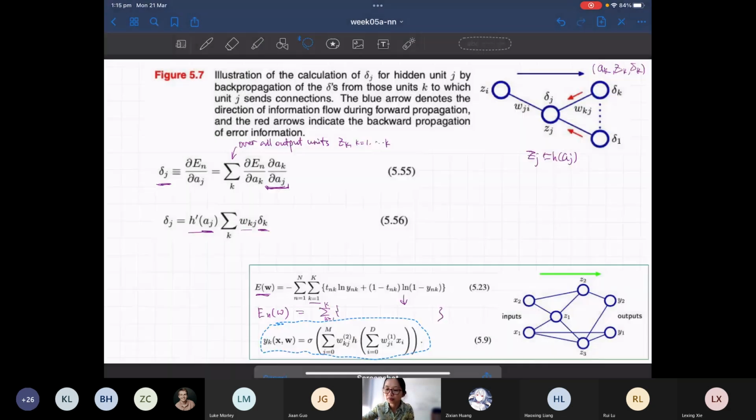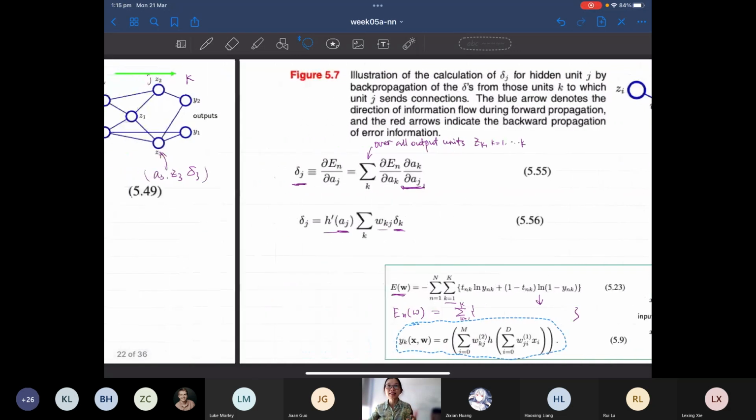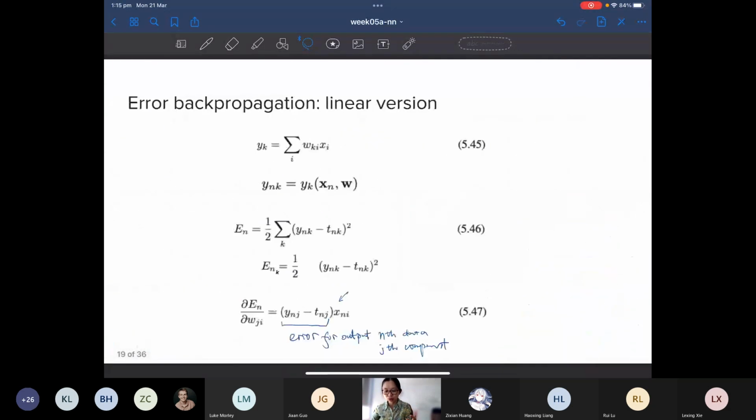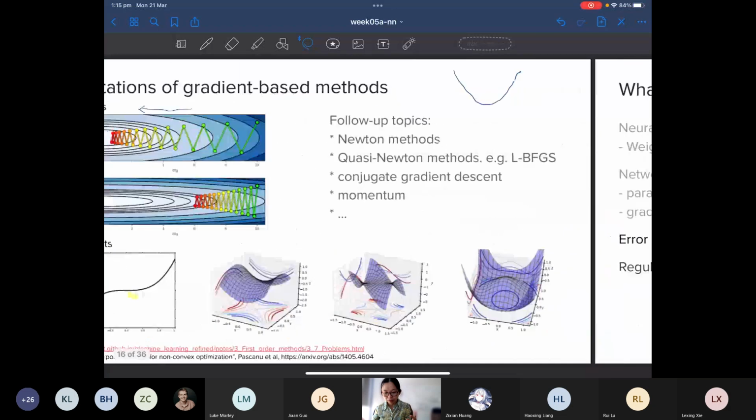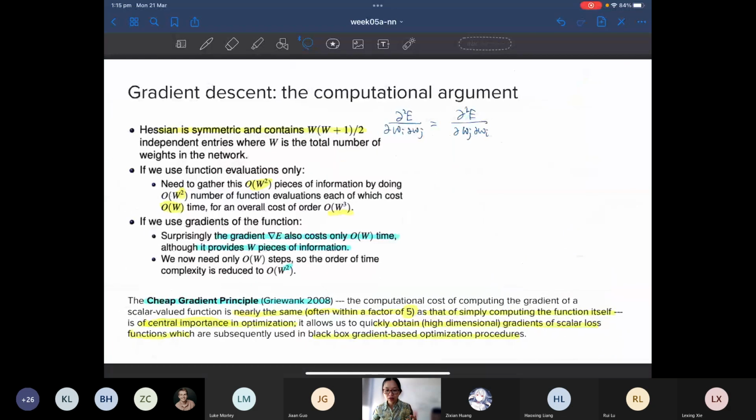If we remember this particular equation of how the output is defined, the goal here is to explain intuitively why this cheap gradient principle is true. A few pages ago, cheap gradient, here.